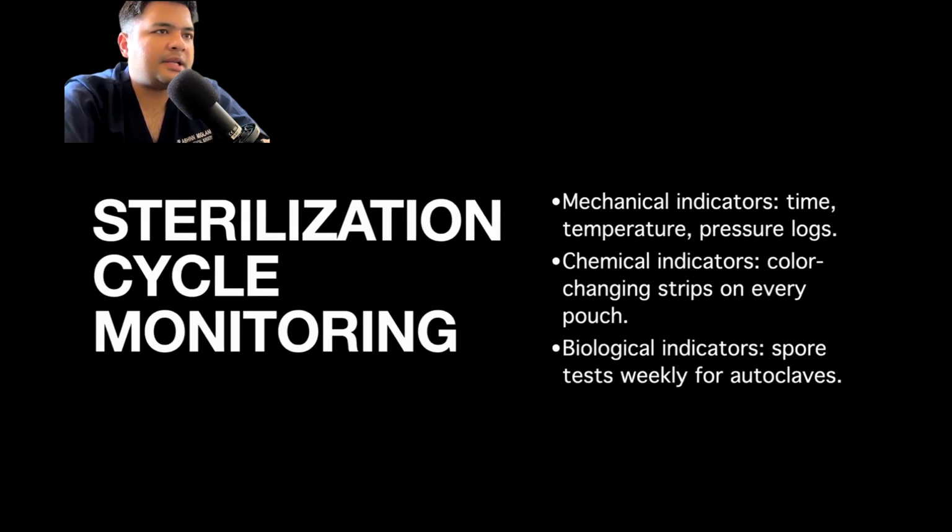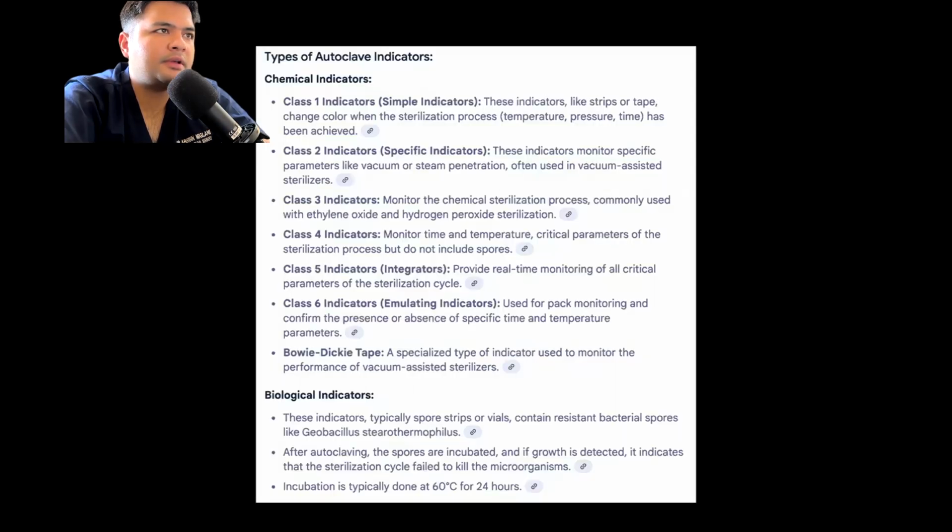Mechanical indicators like time, temperature, pressure logs; chemical indicators, color changing strips on every pouch; and biological indicators, spore tests weekly for autoclaves. Types of autoclave indicators. Class 1 indicators are the simple indicators, class 2 indicators are specific indicators, class 3 indicators monitor the chemical sterilization process, commonly used with ethylene oxide and hydrogen peroxide sterilization.